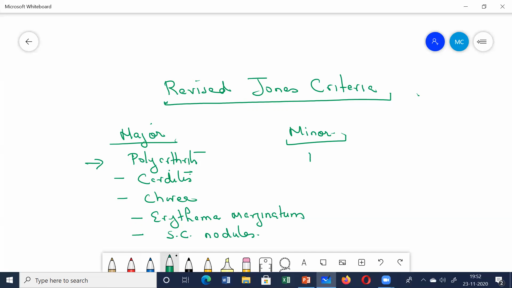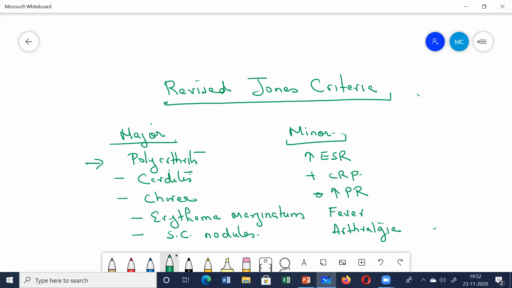Minor criteria: you'll get a raised ESR. Okay, so you will get a positive CRP. And what else? The prolonged PR interval. There will be fever and arthralgia. So these come under the minor criteria.